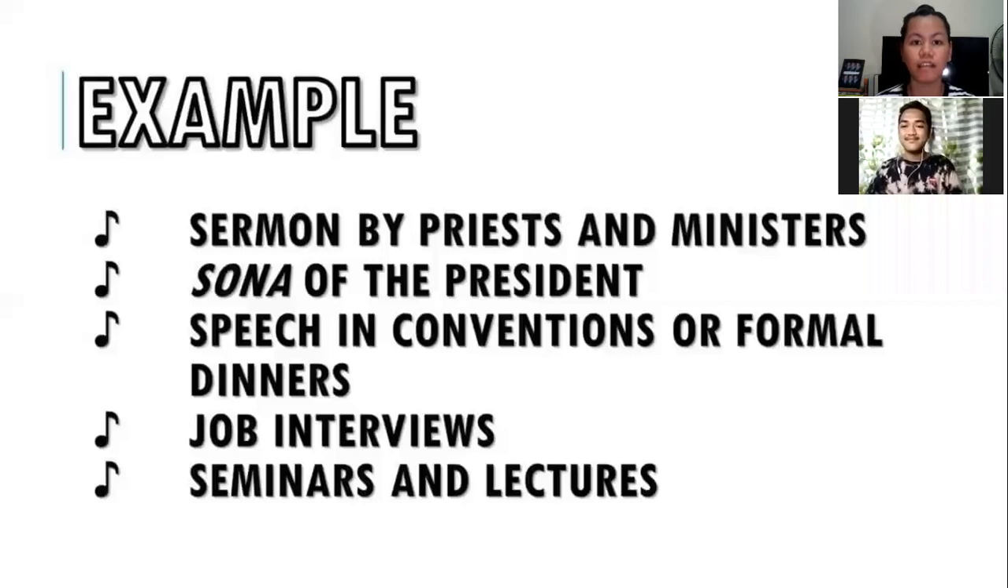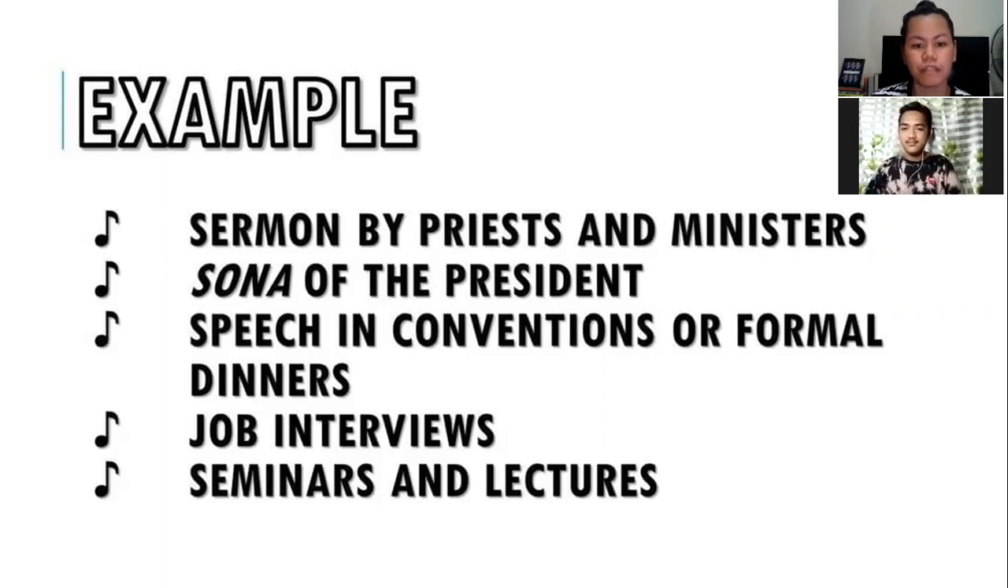As Sir Janak said a while ago, seminars, okay? Because it is used to impart information. And also lectures, okay, of people or actually teachers, professors. Those are formal types of speech style.